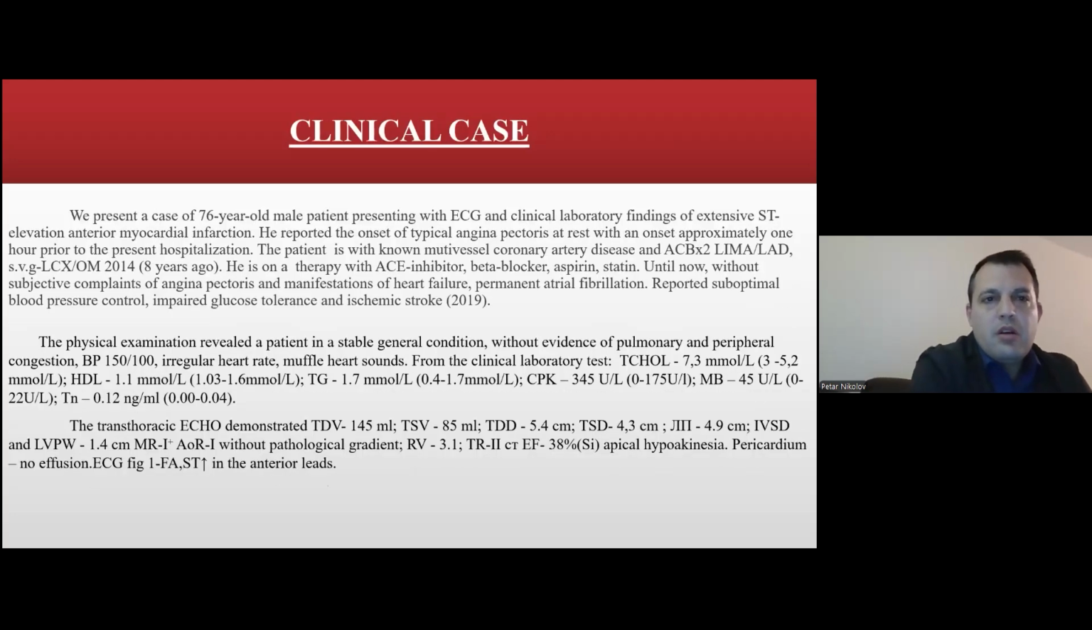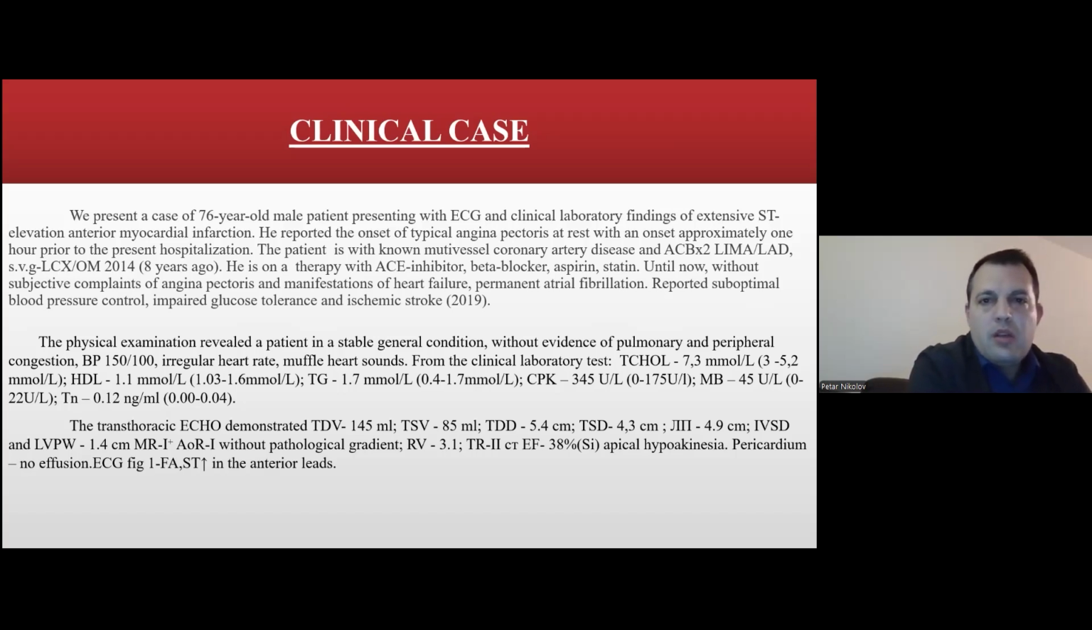The patient was a 60-year-old male, presenting with ECG, clinical and laboratory findings of extensive ST elevation anterior MI. He reported the onset of typical angina pectoris at rest approximately 1 hour prior to the present hospitalization. There was a lack of previous symptoms. The patient has known multivessel coronary disease with 2 bypass grafts, LIMA to LAD and a vein graft to the obtuse marginal branch, done 8 years ago, in 2022.